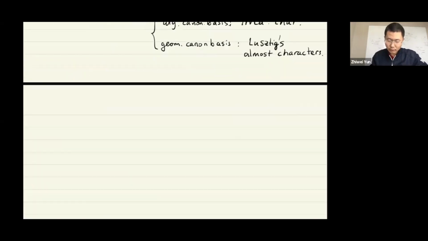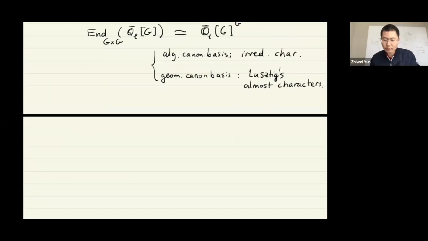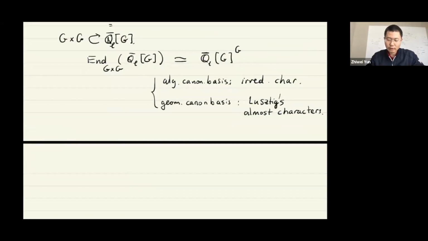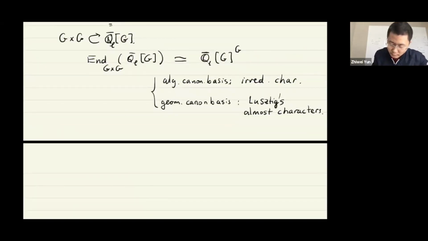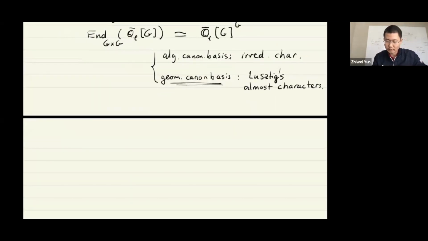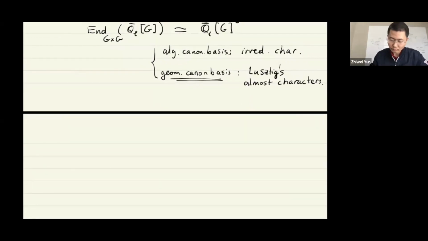So the transition matrix between these two bases is almost diagonal. It's block diagonal, with blocks of very small size, independent of Q. So they are close to each other, but the geometric canonical basis is constructed without knowing a priori about the representation theory of G. So let's review Lusztig's construction.